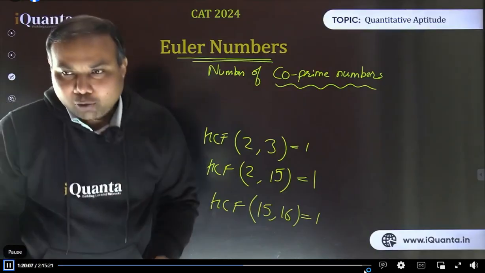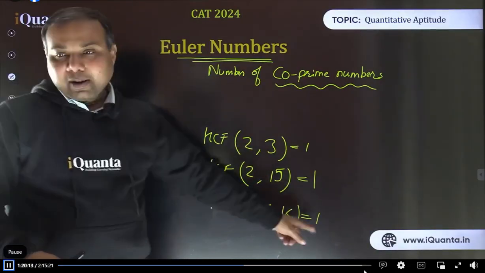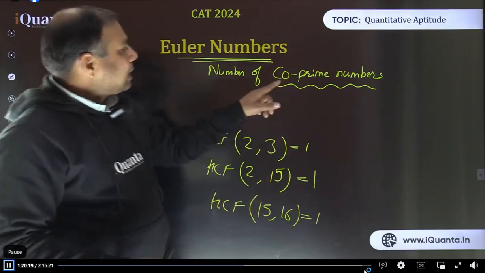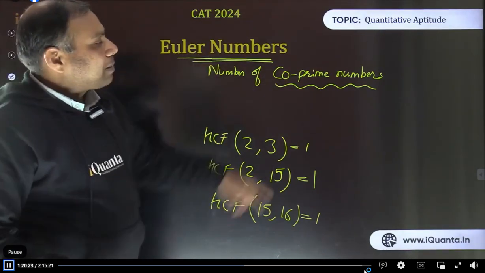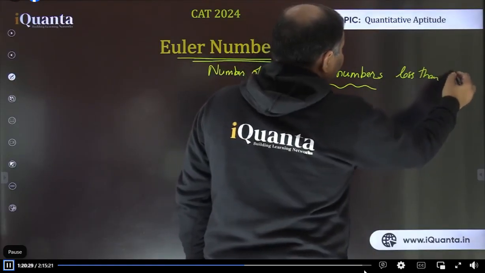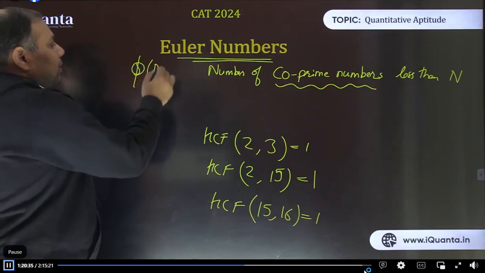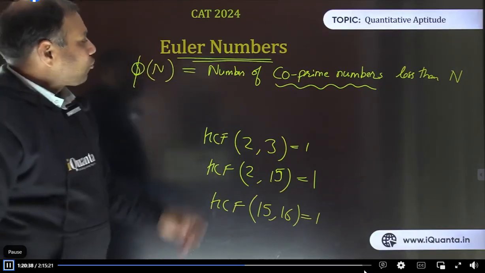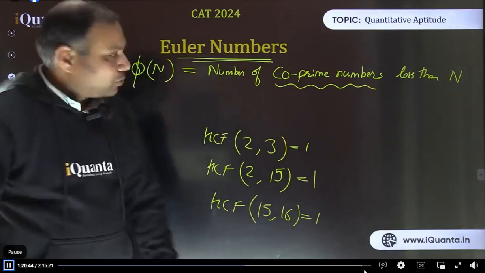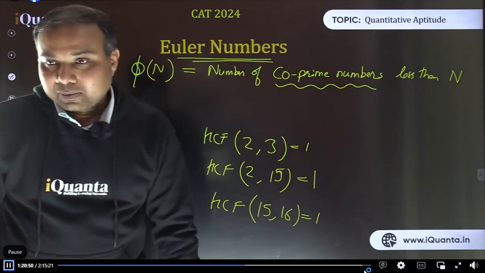So co-prime numbers किसको बोलते हैं? What are co-prime numbers? So those numbers which are not having any common factor other than 1, they are called co-prime numbers. Understood? So that is the meaning of co-prime numbers. Now this Euler number tells us the number of co-prime numbers less than a particular number n. उसको हम बोलते हैं Euler number, and that is denoted by generally phi n. So phi of n is the number of co-prime numbers less than n. Let me tell you again with an example. So that's the Euler number, and that will help us to find the remainders now.